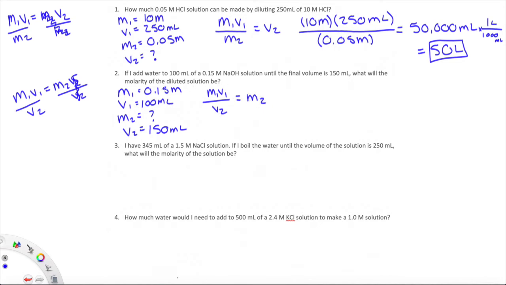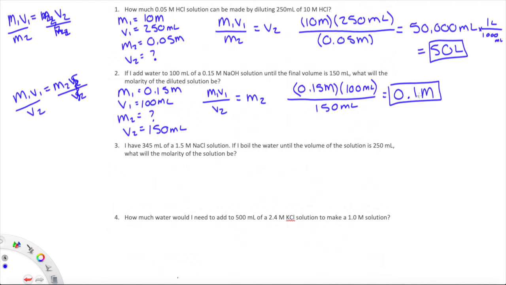And now I can take all these numbers and plug them into my equation. So 0.15 molar multiplied by 100 milliliters divided by 150 milliliters. If I plug this all into my calculator, I end up with 0.1 molar. And just to make sure I'm on track with my sig figs, I have 2 here, 1 here, and 2 here. And since I'm multiplying or dividing, I want to go with the one that has the fewest sig figs, which is this. So I have 1 significant digit here, and I'm good to go.